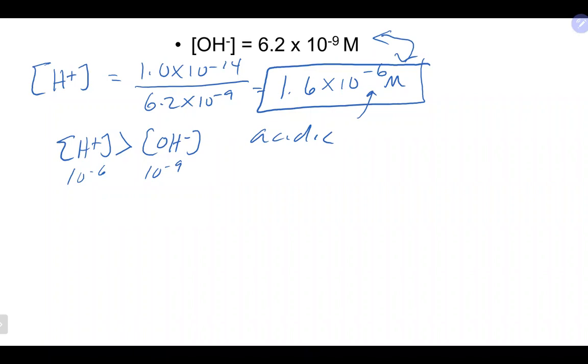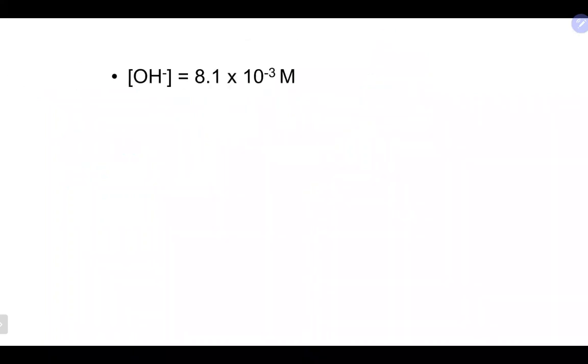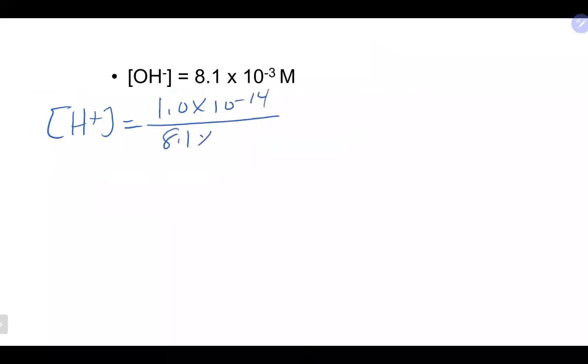All right, the last one here, also an OH minus concentration. So once again, our H plus concentration will be 1 × 10⁻¹⁴ divided by 8.1 × 10⁻³. Going to get us something like 1.2 × 10⁻¹⁰, it looks like in this case.